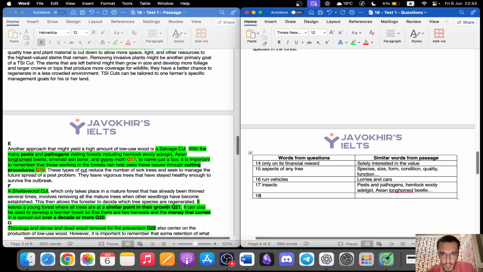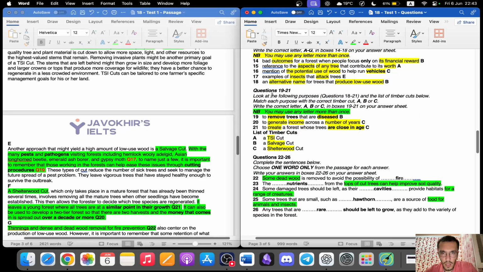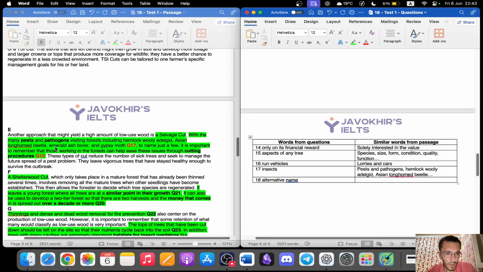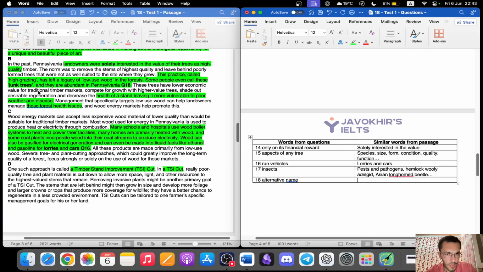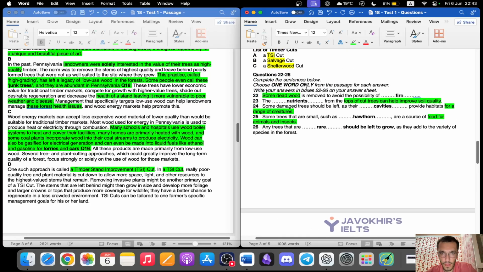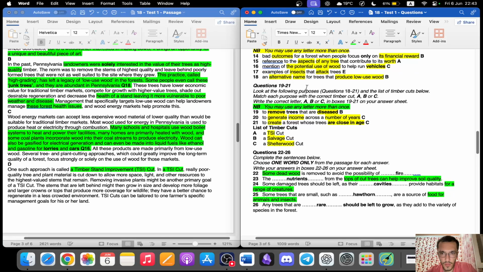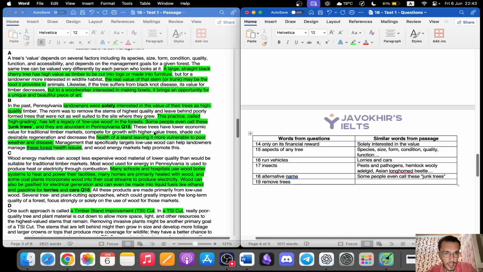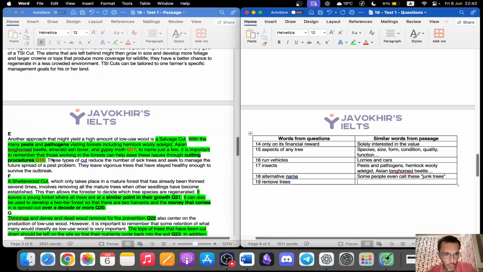All right. So 18, however, 18 alternative name means alternative name was given on top. It is just also some people even call these junk trees. 19, remove trees that are diseased. 19 came somewhere around here, I guess, right? Cutting procedures.